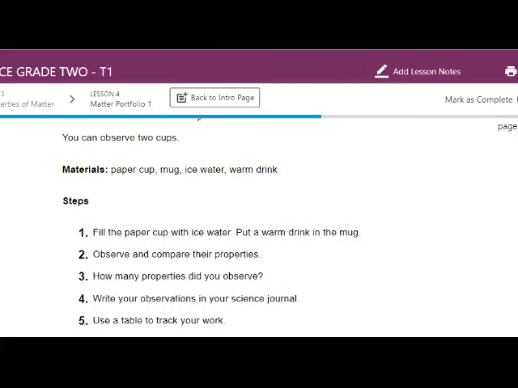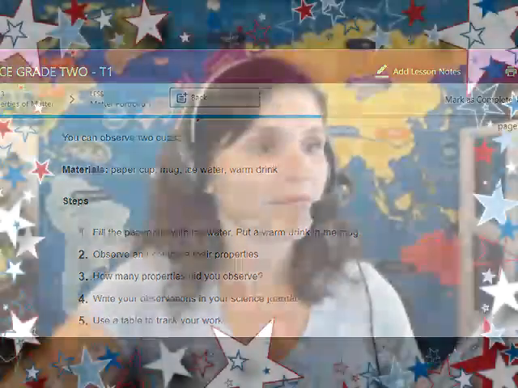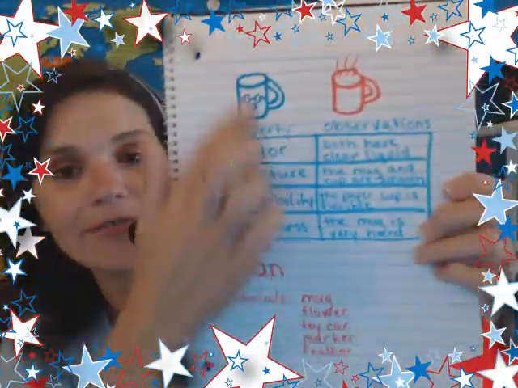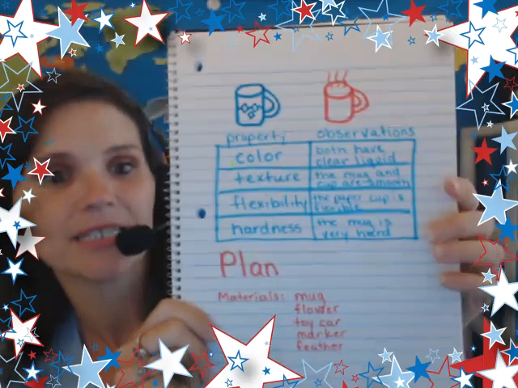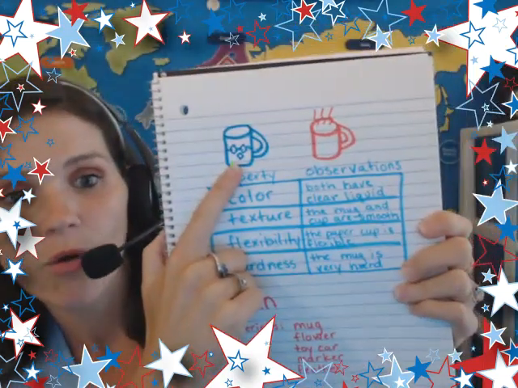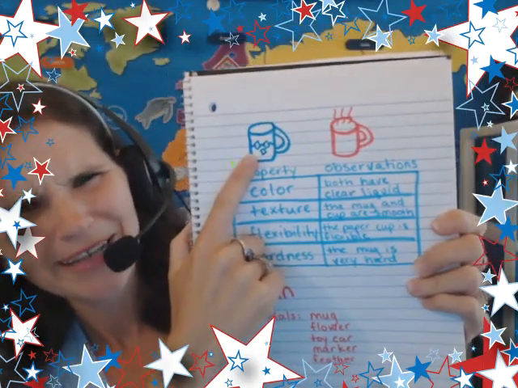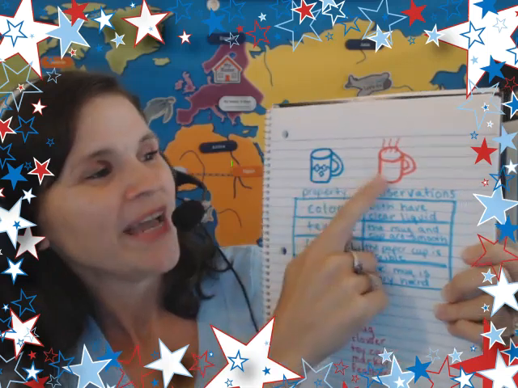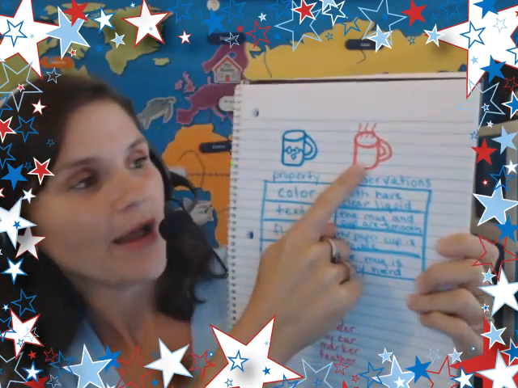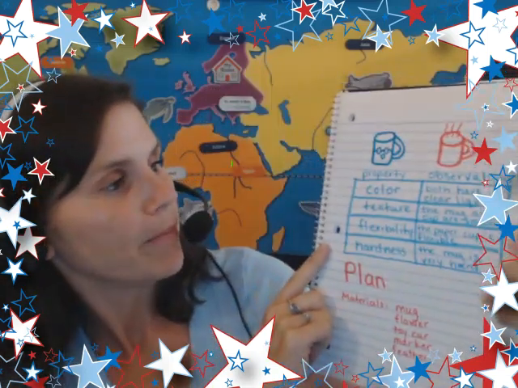All right, now we're going to observe and compare their properties. We're going to talk about how they're the same and how they're different. How many properties did you observe? Write your observations in your science journal and use a table to track your work. So in my science journal, in my same observation sections, I've done some observations from my mini experiment. Here's my ice cold cup. I actually drew a mug, but I drew the ice in it so you can see it's the cold one. And here's my hot drink or my hot water in the warm cup, warm mug.